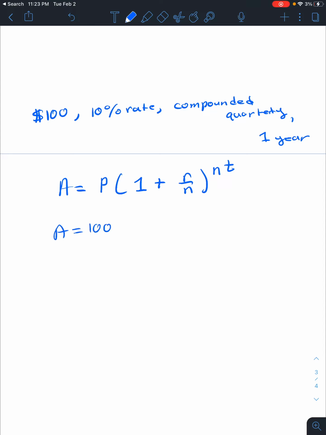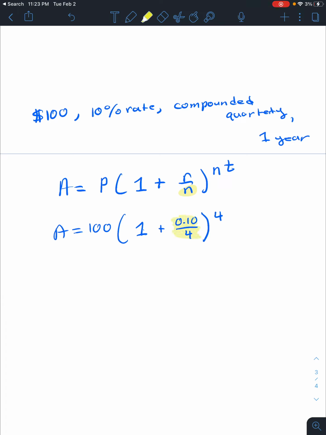So you put 100 because that's how much money we have. We know that this 1 stands for 100% plus our rate is 0.10, and this new variable that we are introduced to is n, tells us how many times we are going to take our interest and divide it. So we're going to take our 10% and divide it into 4 pieces because we are going to do it 4 times. That's what compound quarterly means. And I'm going to do it 4 times. So I take my rate, divide it by 4, and I'm going to raise it to the power of 4.